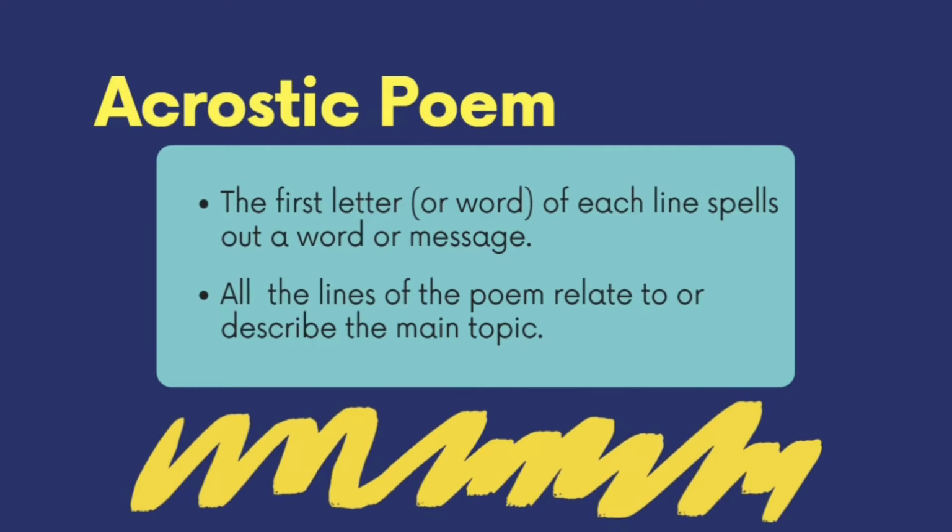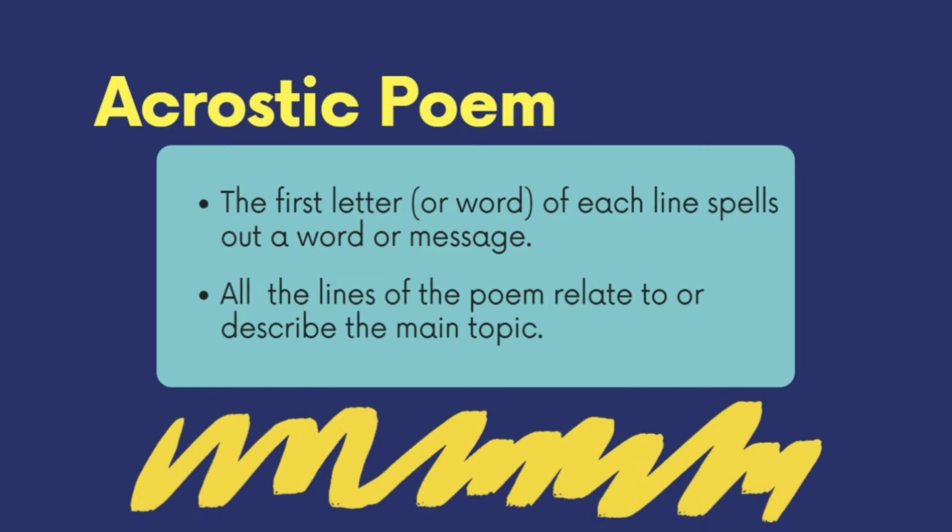An acrostic poem is a poem in which the first letter or word of each line spells out a word or message. Generally, all the lines of the poem relate to or describe the main topic. These poems can be one word for each letter, whole sentences, or anywhere in between. These poems are easy to create because by choosing a word or name, you've already given yourself a starting point for each line and a topic.